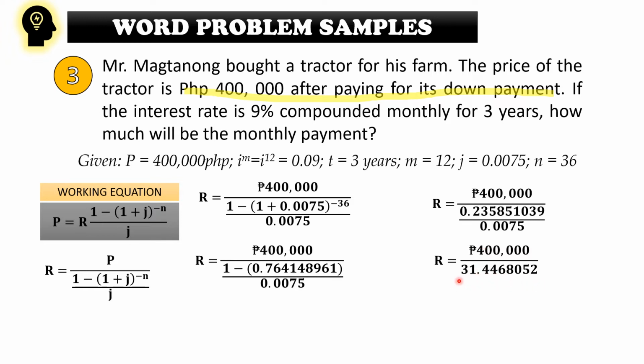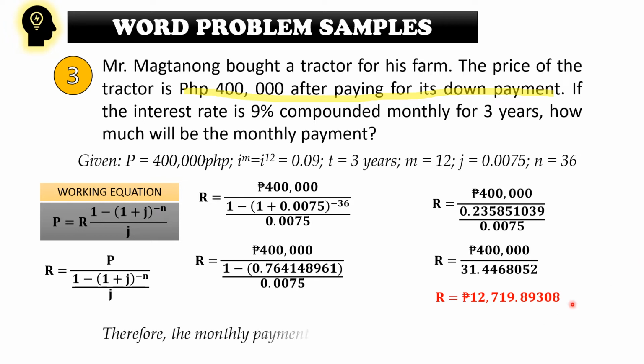31.4468052. Saan nakuha yung 31.4468052? That is by dividing 0.2358511039 by 0.0075. Okay? And with that, we can now finally divide 400,000 pesos by this decimal number below on the denominator. So using your calculator by division, okay, by dividing them, the quotient is equal to 12,719 pesos and 89308 in centavos.